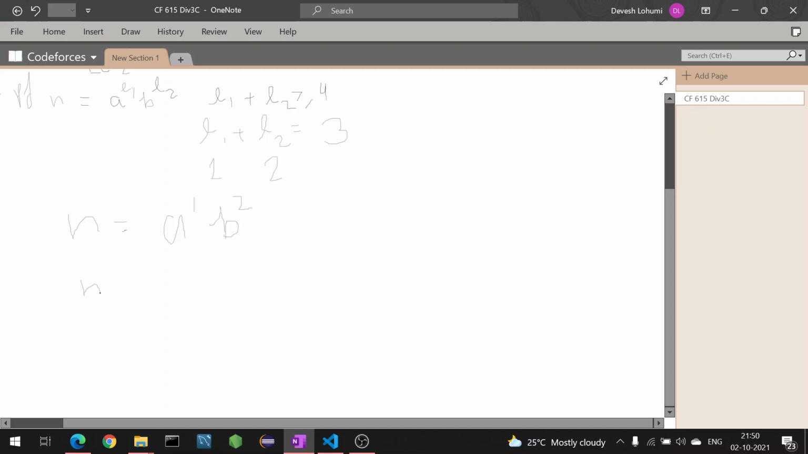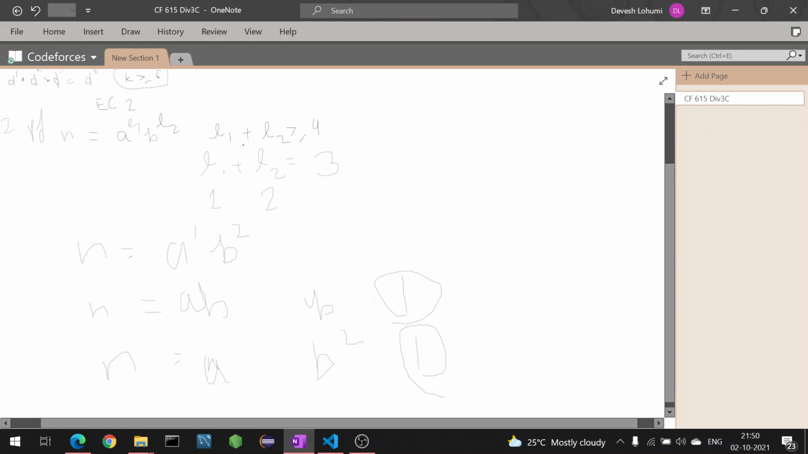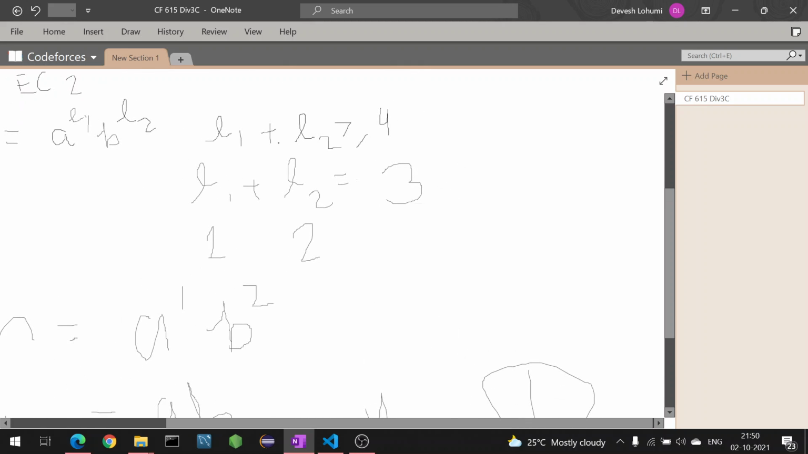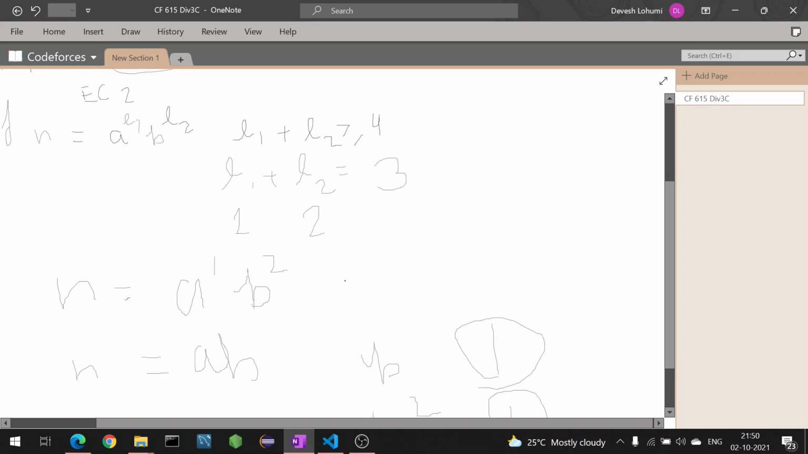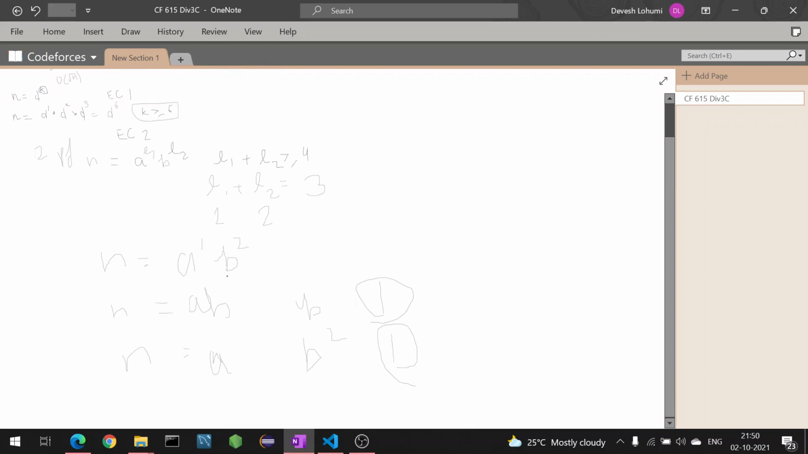So the possible splitting of n in this case is either a times b times 1, or a times b square times 1. So in either of the cases you are getting a 1. So you need one more power, or say one more number, to get rid of this 1. That's why we observe that the minimum combined power should be greater than or equal to 4. Right. And once you have the prime factorization, it's really easy to get all these numbers.